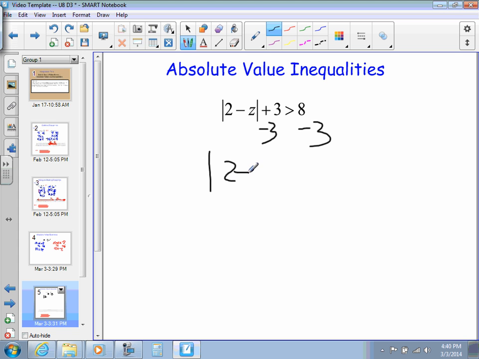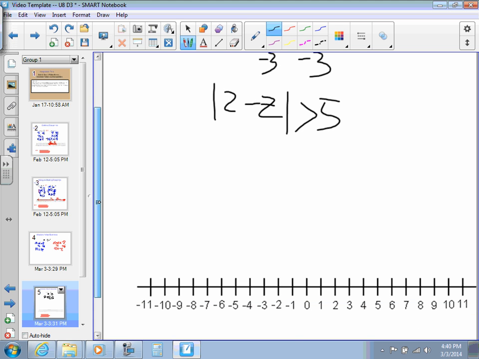the absolute value of 2 minus z. Let me fix that so it's easier to read. The absolute value of 2 minus z is greater than 5. Now I'm going to break it apart into two inequalities. And there's just one little trick here that you need to pay attention to. So I have 2 minus z is greater than 5.